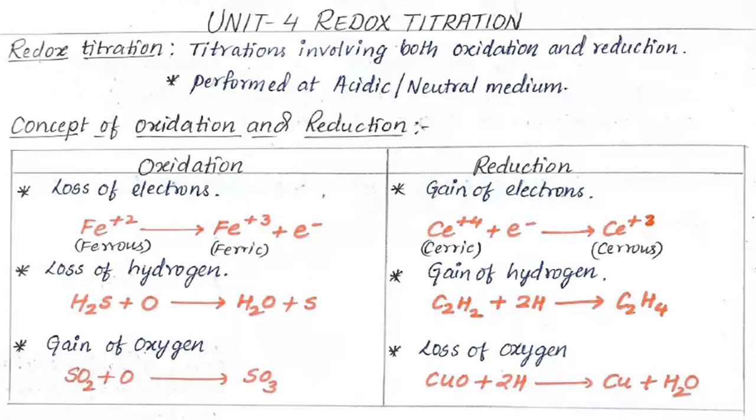Redox titration is also called oxidation reduction titration. Why? Because oxidation and reduction will be performed simultaneously at the same time. That's why this is called redox titration. But the important point to remember is that these redox titrations are performed under acidic medium. Sometimes neutral medium is also applicable, but mostly acidic medium is useful for redox titration.